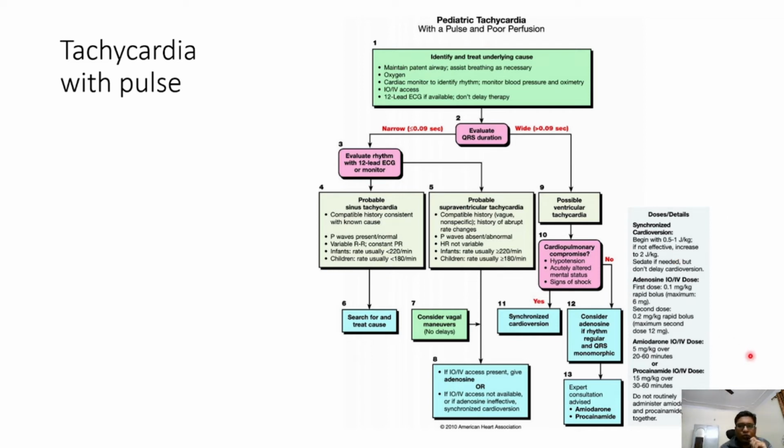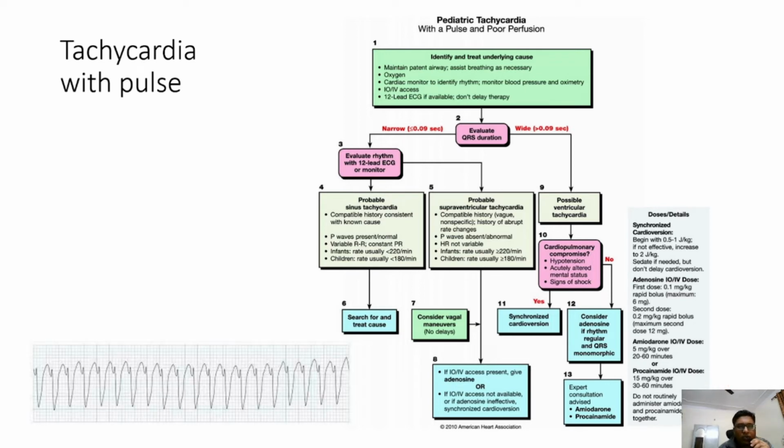You start with 2 joules per kg, and if it continues, and you have looked for hypoxemia, hypovolemia, hypothermia, all those 5 Hs and 5 Ts, and have ruled those out, then you can give amiodarone and procainamide, but practically they are very rarely required.